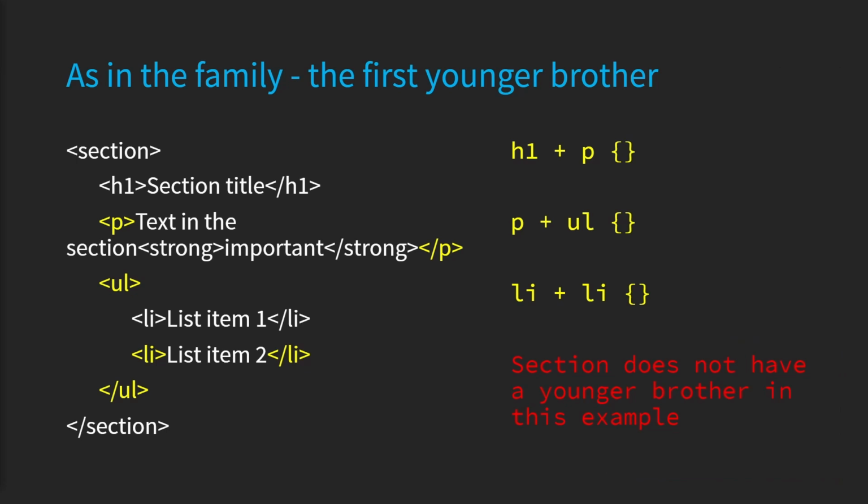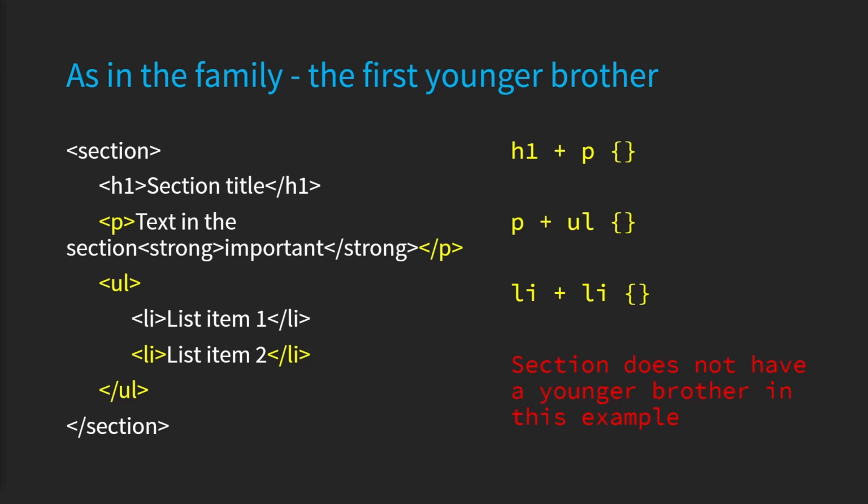Let's take a look at our first CSS rule in this slide, where we can see h1 plus p. So once again, the best way is to read it from the end. So we say take the p tag, which is the first younger brother of the h1 tag. And we can see this p tag highlighted in our HTML document, which is exactly the first younger brother of our h1 tag. Let's go to our second example, which is p plus ul. So we can read it like take the ul tag, which is the first younger brother of the p tag.